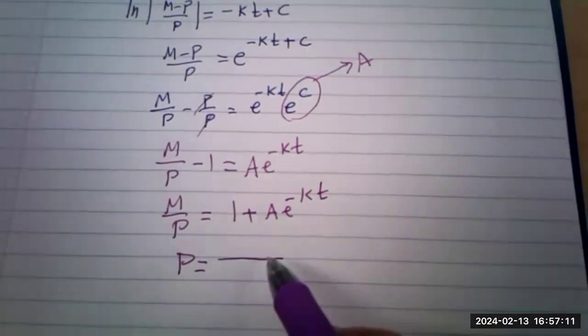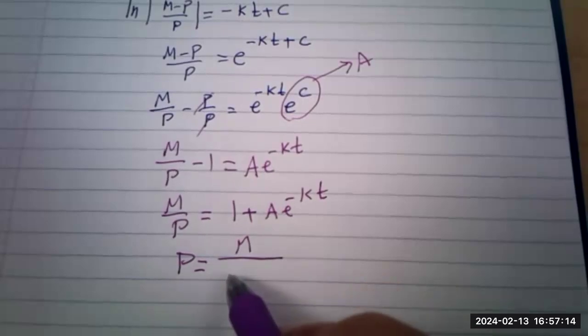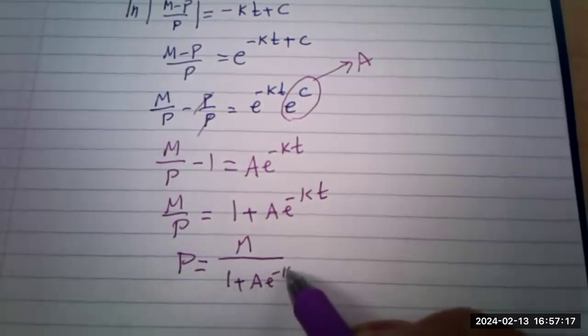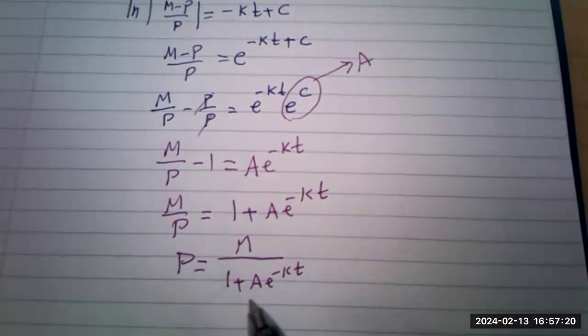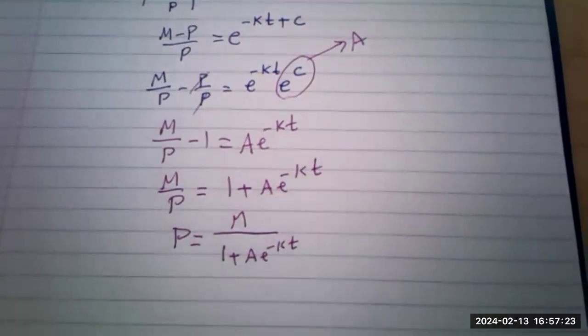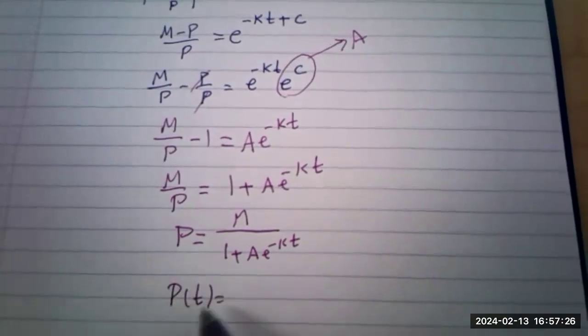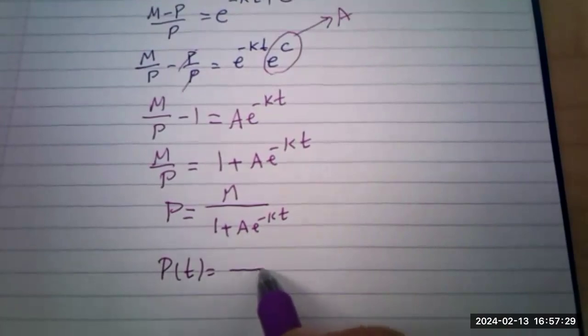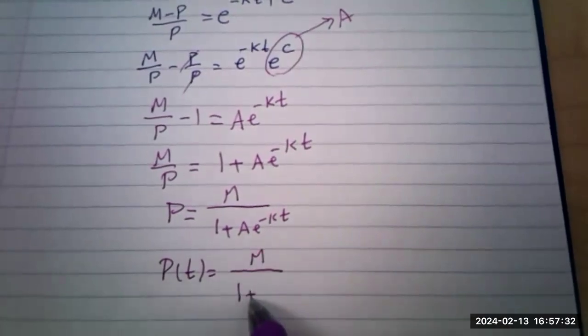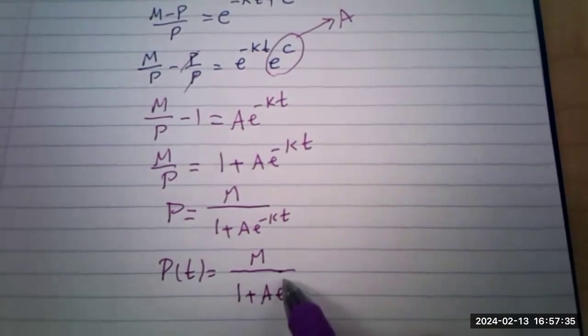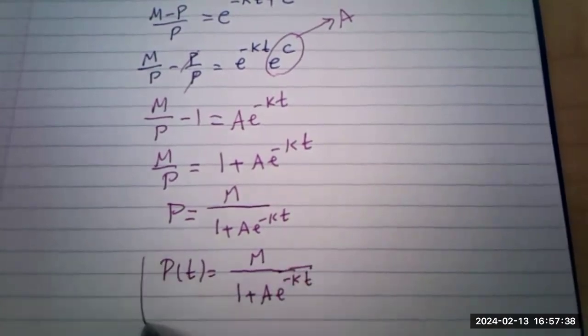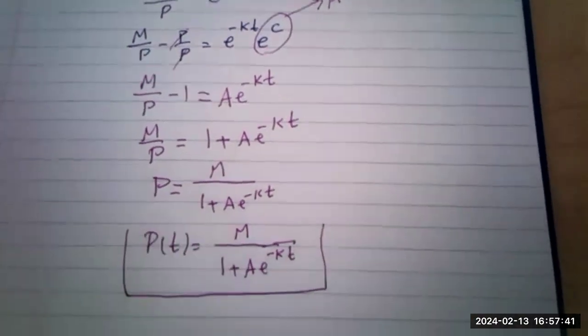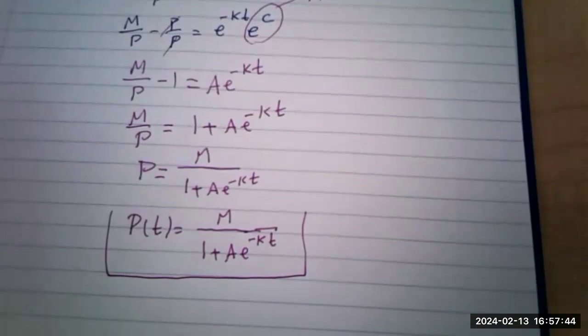So your P is going to be M. Okay, M over 1 plus A e to the negative kt. So officially, P of t, the population, is equal to M over 1 plus A times e to the negative kt. This is going to be the solution of a logistic equation. Yes. So is that basically saying that the denominator grows exponentially until it hits M? That's it. Yeah. Now we quickly confirm it.